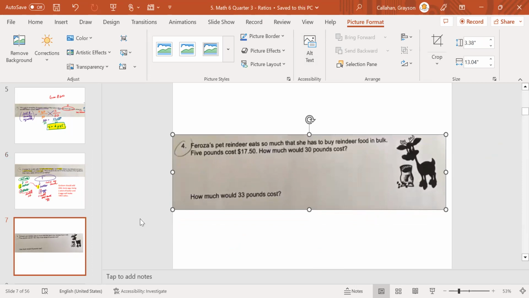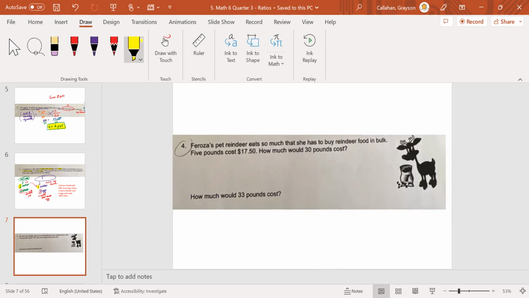So Rosa's pet reindeer eats so much that she has to buy reindeer food in bulk, okay? So this is what's given to you. 5-pound costs $17.50. How much would 30-pound cost? So the question is how much? How much is in money? So that's X, 30 pounds, right? And that's the first part. Then you have a part B, which is how much would 33-pound cost.